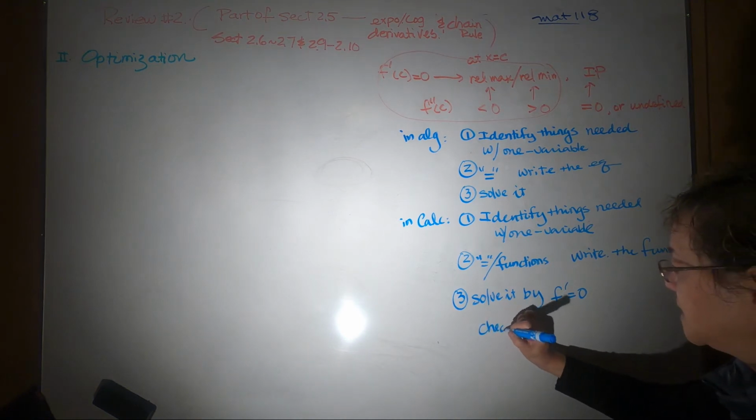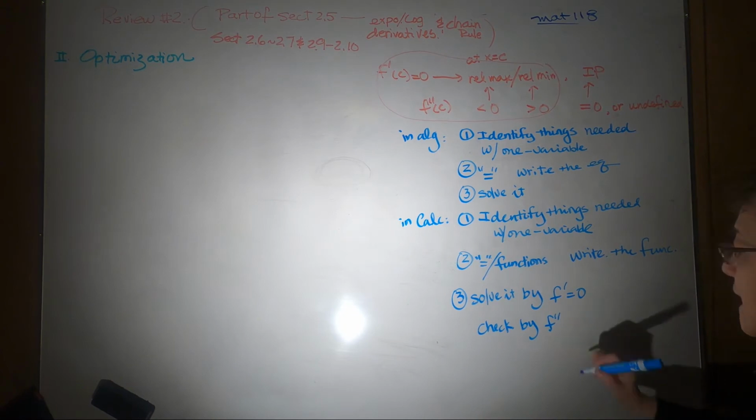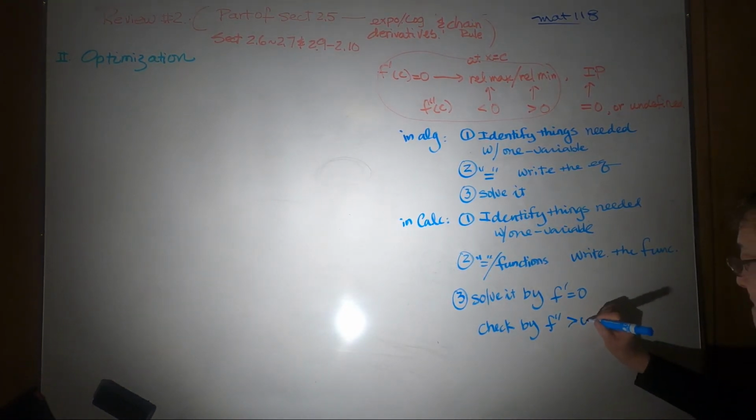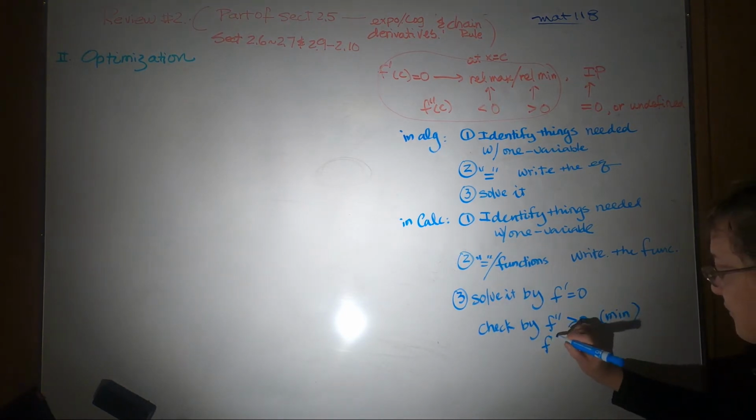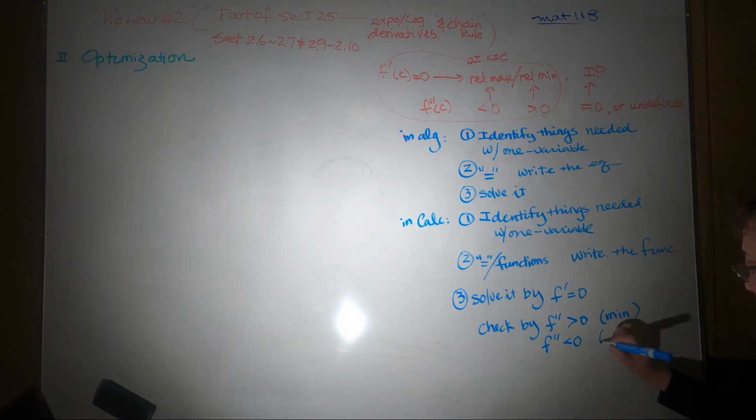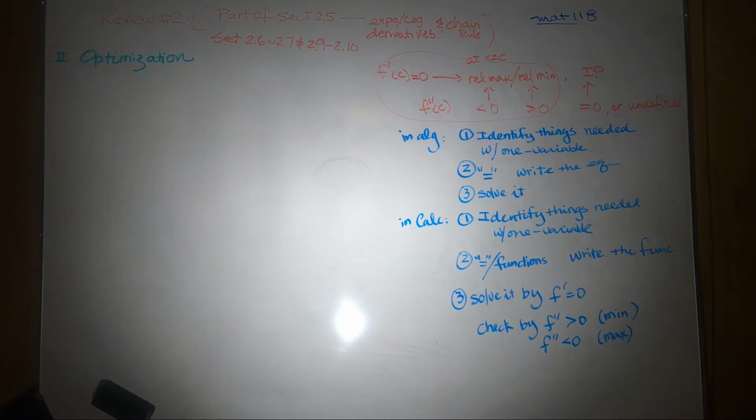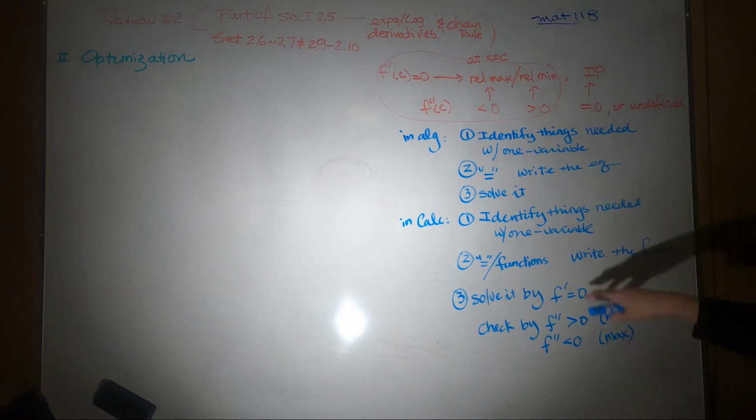And we will check it with f prime prime to decide. If it's bigger than 0, we have what? Minimum, right? If f prime prime is less than 0, we have maximum. Is that right? So that's what we have been doing. So we will see some examples just by doing that.